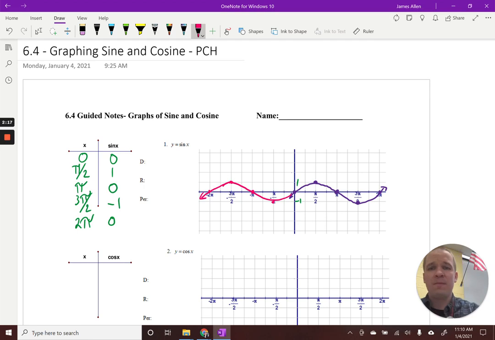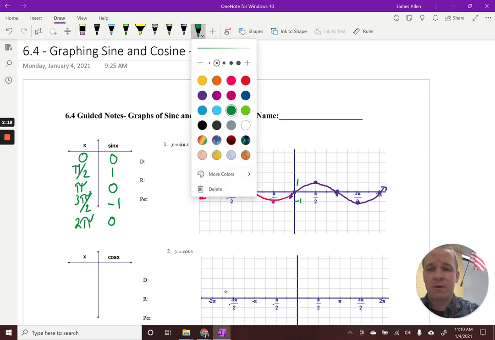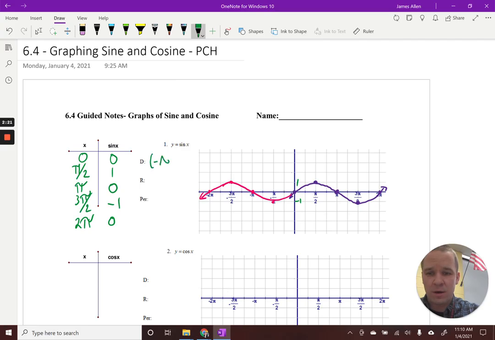So it'll just keep on doing this wonderful little wave. Well, if I'm talking about my domain, if it keeps going on forever, my domain would be all real numbers or negative infinity to infinity. Now for my range, how high and how low is it going? Well, it's getting up to 1 and down to negative 1 for this particular one. So I'd have from negative 1 to positive 1. All right. And then my period. Well, how often does it repeat? How frequently does it repeat? Well, that's the one section there, the purple section from 0 to 2 pi. So it takes 2 pi until it repeats.